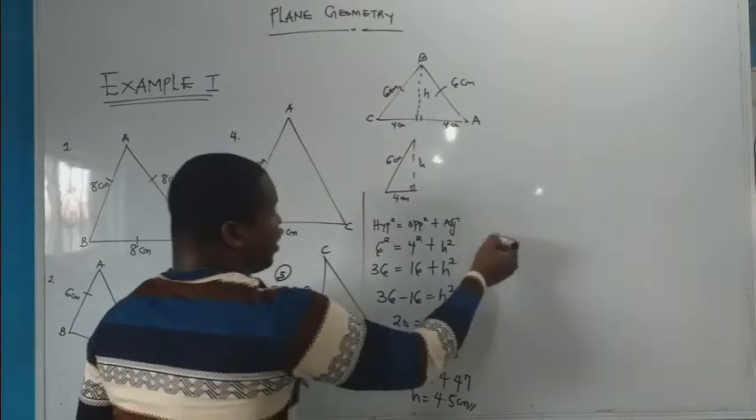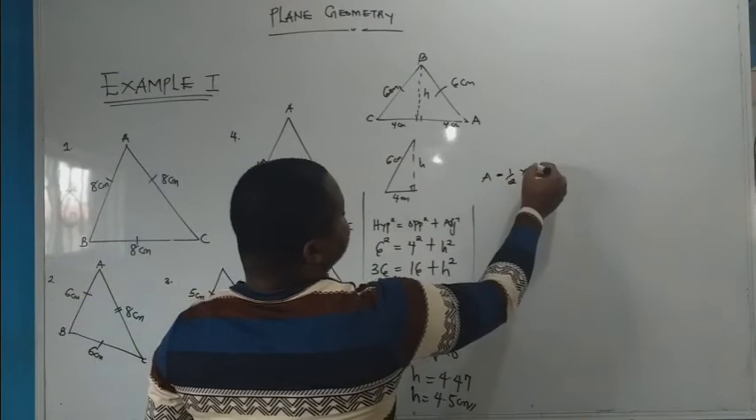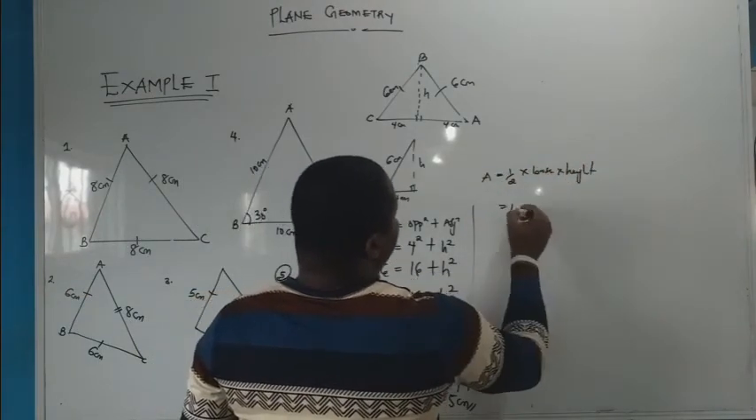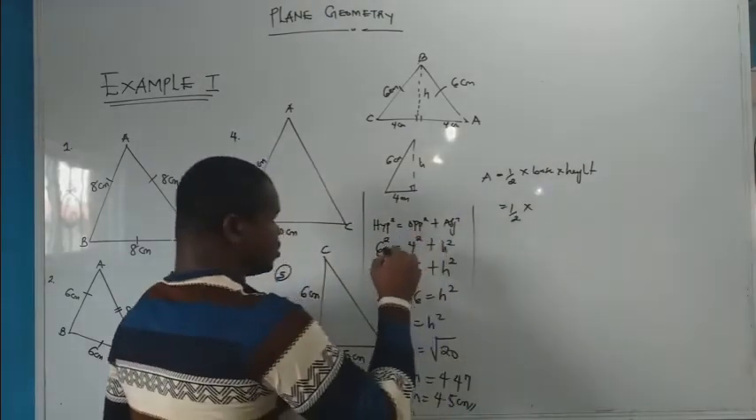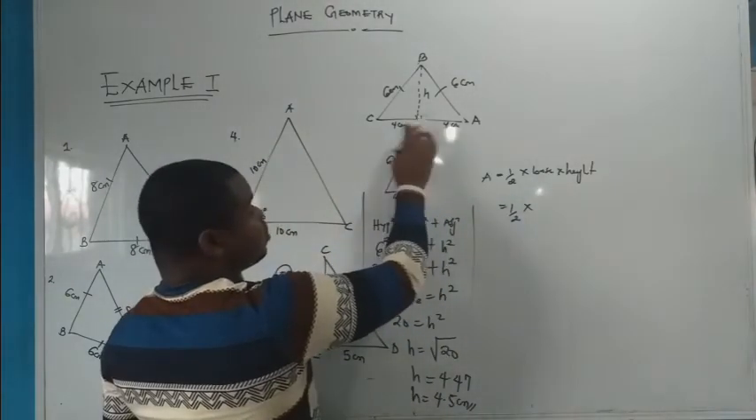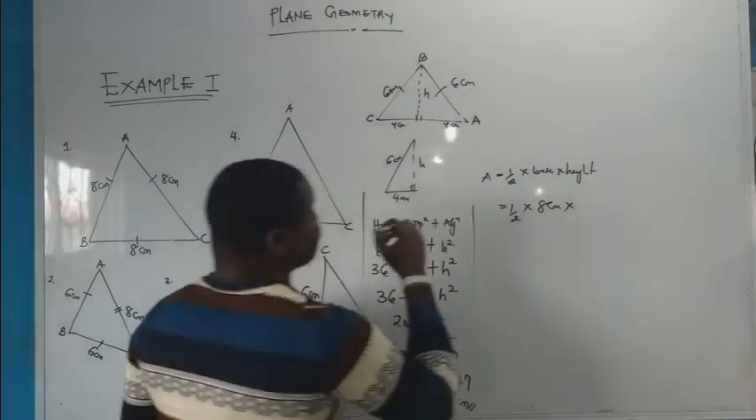So what is the area? The area is equal to half times base times height. So half. So what is the base? The base is the length of the top side, which is 8 centimeter. 8 centimeter times what is the height?